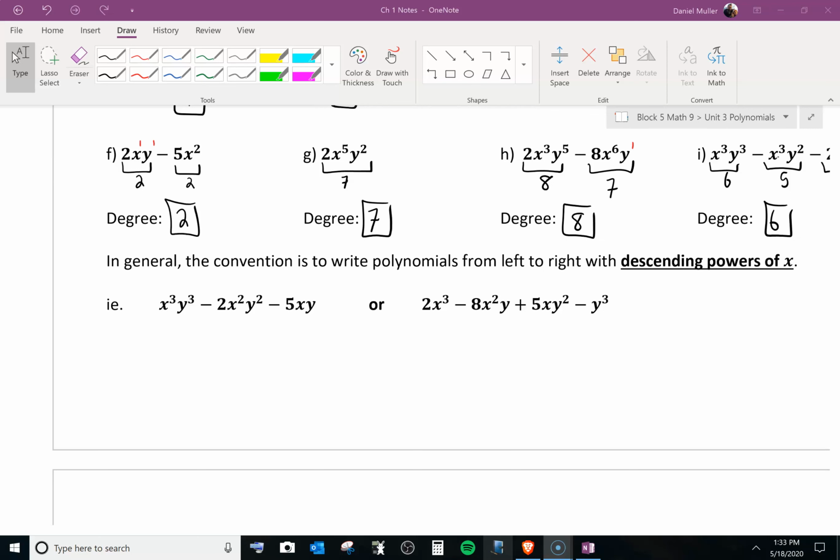All right, well, we're moving on here. In general, a convention, so that's kind of like a rule, a pattern that we typically do. A convention is that we write it in descending orders, descending powers of x. So the order is whatever the exponents are, we're going to go in descending order, but only for the x. So you see the x3, then the x2, then the x1. Here, the x3, the x2, the x1, and then no x's at all. So that's what the convention is.